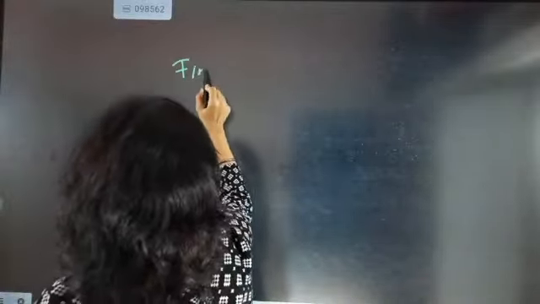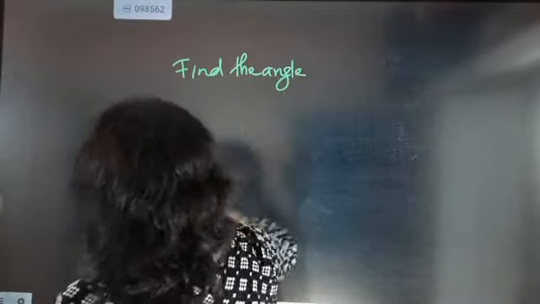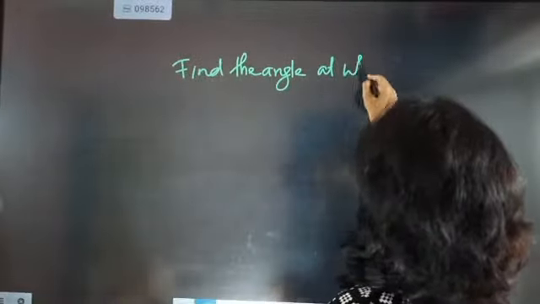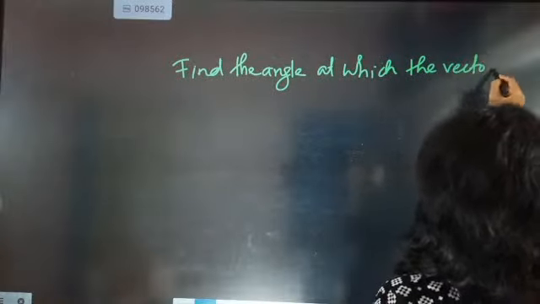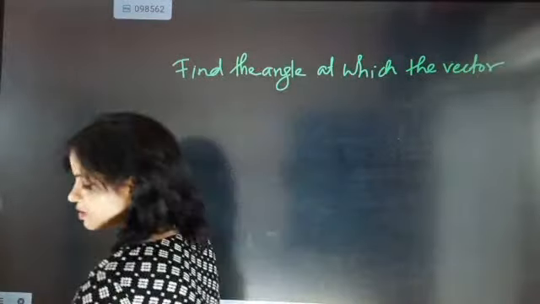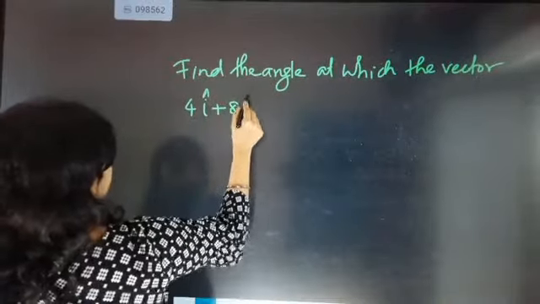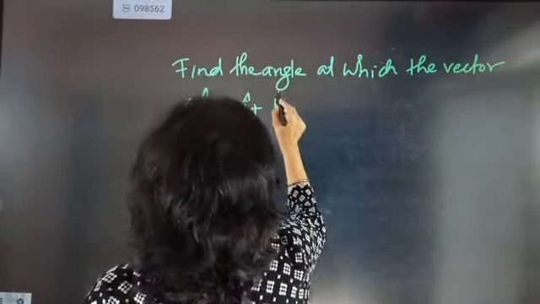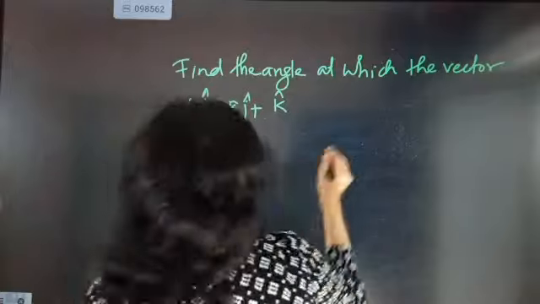Find the angle at which the vector 4i cap, 8j cap plus k is inclined to the coordinate axis.